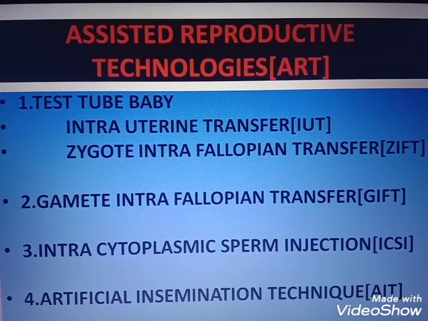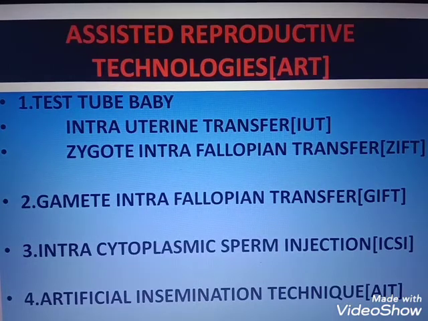Next is ICSI, intracytoplasmic sperm injection. Here we are injecting the sperm. In case of oligospermia, meaning a low sperm count, a single healthy sperm is injected into an ovum. Later the embryo is transferred by ZIFT or IUT into the woman.